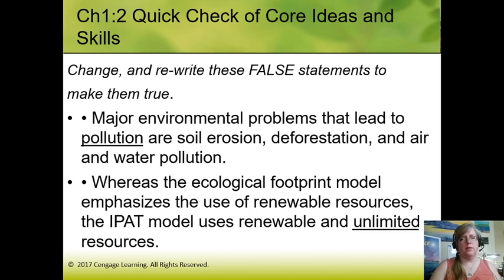I know that's a lot of math. It's okay. With our quick check of core ideas, both of these statements are false. I want you to figure out what we need to put for the correct answer. These I think are in your notes. The major environmental problems that lead to pollution are soil erosion, deforestation, and air pollution. The major problems that lead to environmental degradation. Whereas the ecological footprint model emphasizes the use of renewable resources, the IPAT model uses renewable and non-renewable.